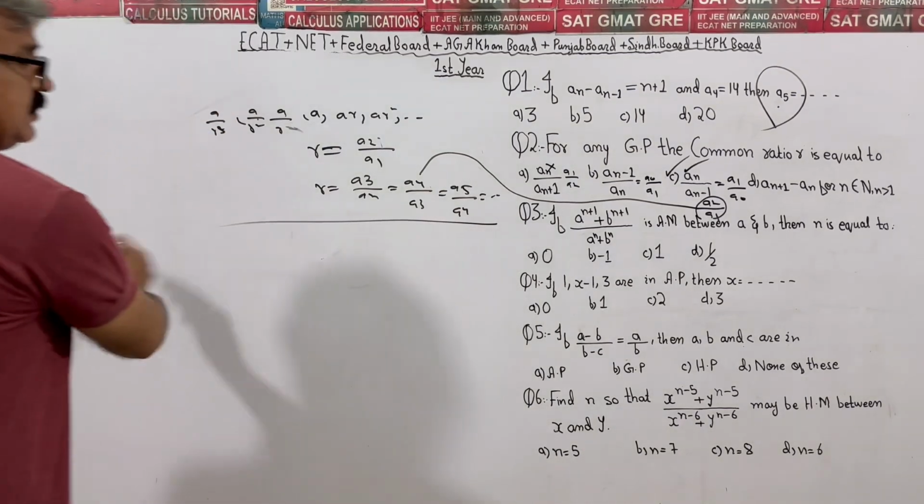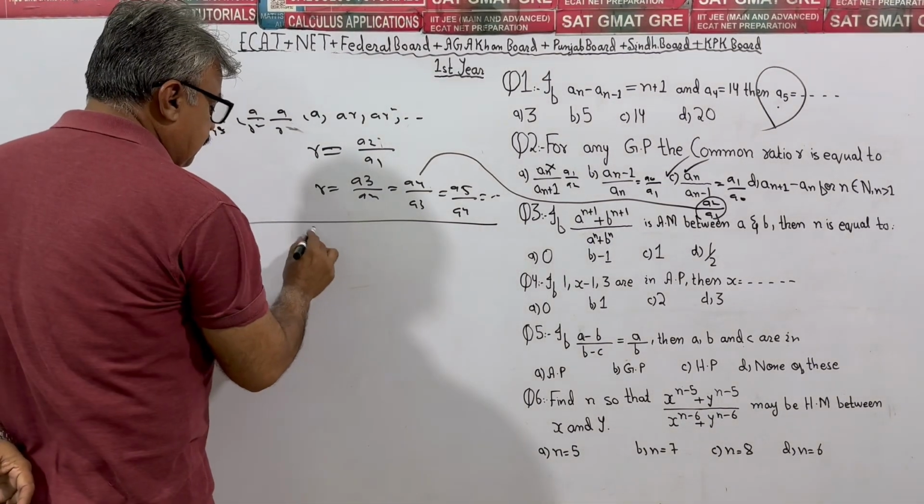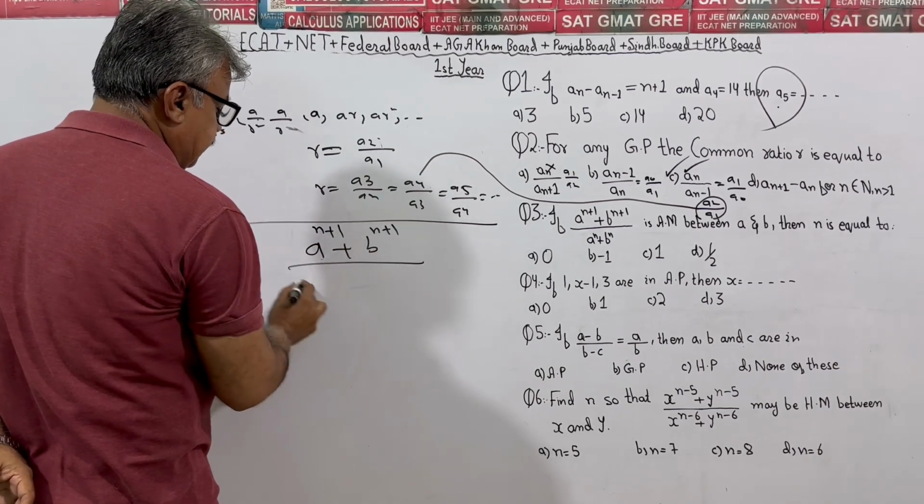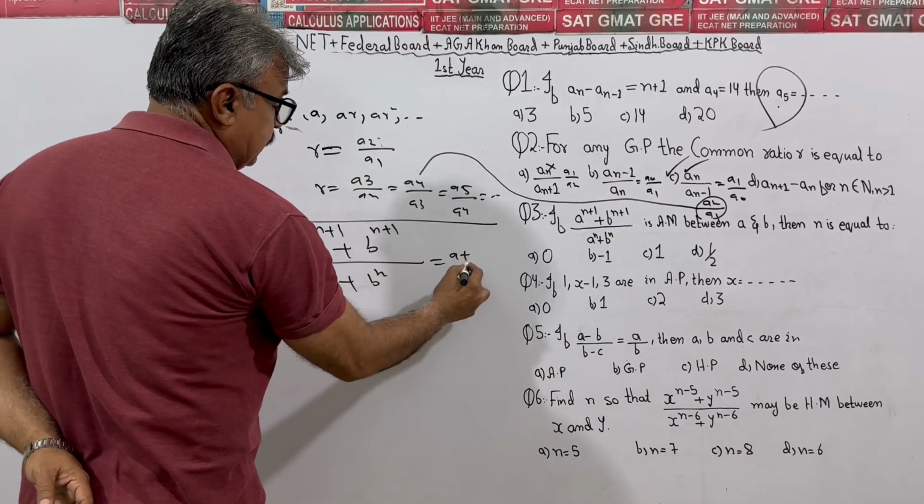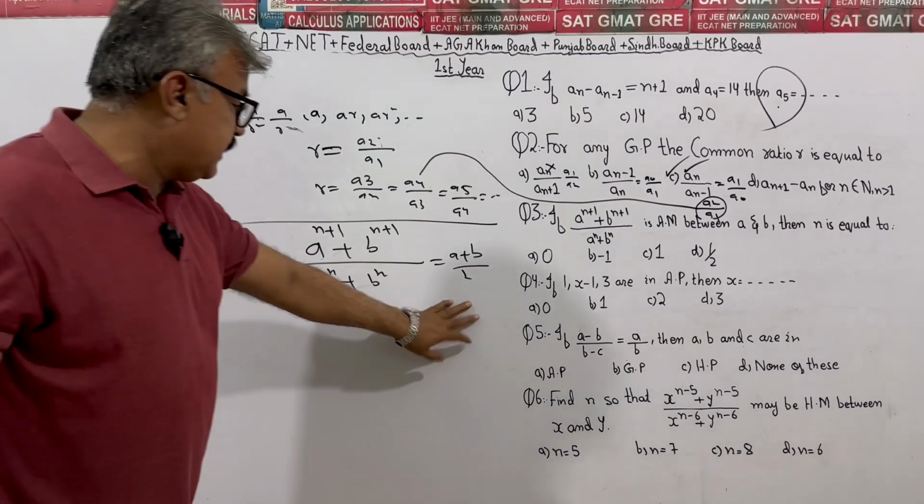What about next, question number 3? We have given some sort of relation. Determine the value of n when it is the arithmetic mean between a and b. It is equal to the arithmetic mean. For what value of n is it our arithmetic mean?